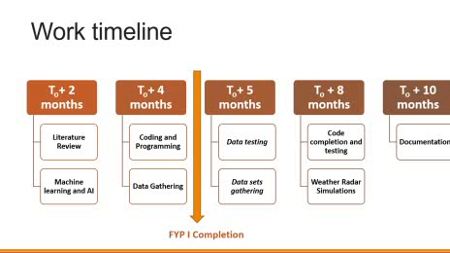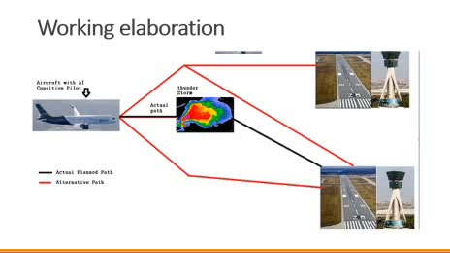Here is a work timeline of what our project constitutes. To elaborate a bit, this is how our project actually works. The first thing our project would do is detect weather disturbances ahead through weather radar, and the second thing our application would do is guide the pilot to take alternate paths, which are signified here as red lines.